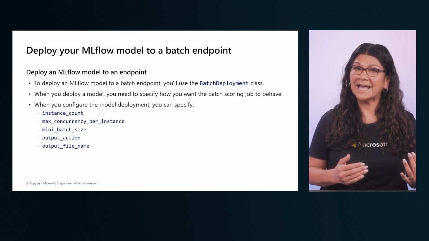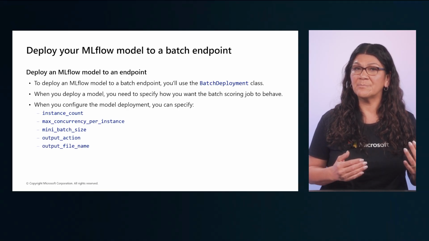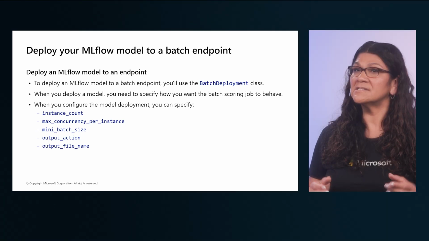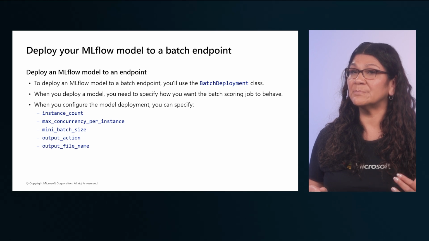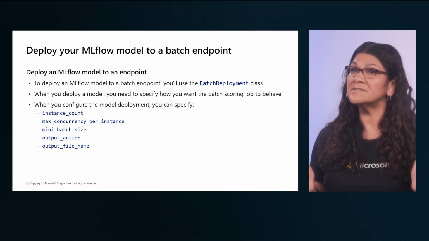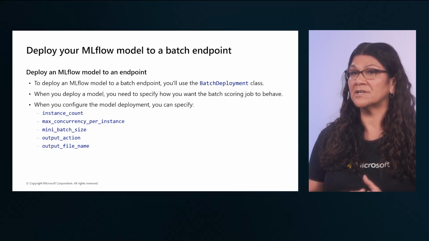Tune instance count, maximum concurrency per instance, and mini batch size together. Start small and then scale up until you hit the best speed-cost balance, and use append row when downstream tools expect a single prediction file.